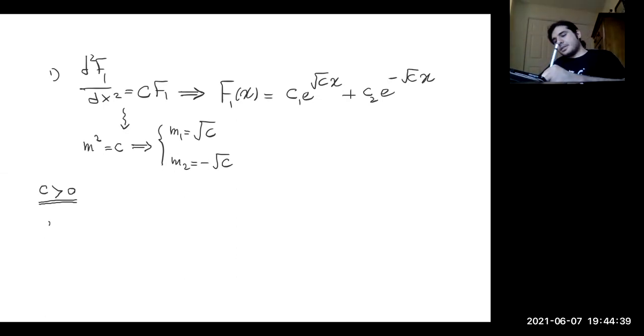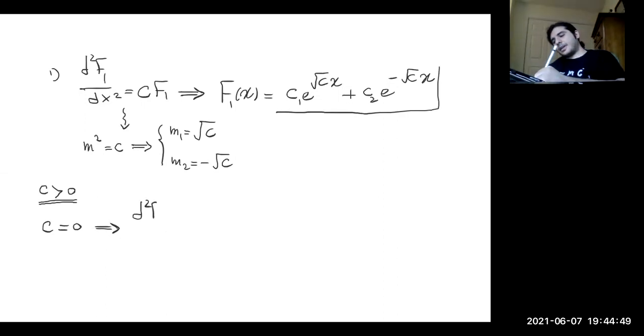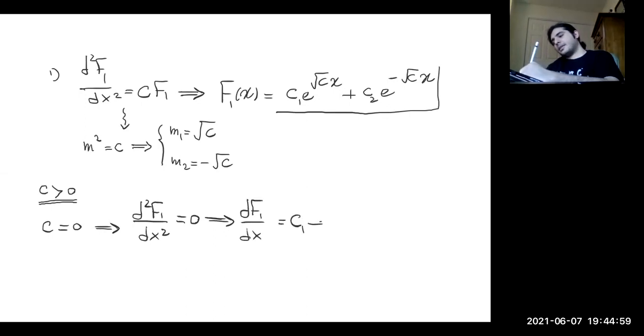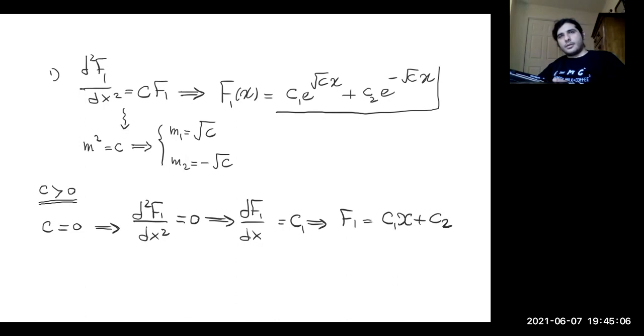If c was 0, that's one case, right? If c was 0, the second derivative of f1 with respect to x would have been 0. So the derivative of f1 with respect to x should have been a constant. So f1 would have been c1 times x plus c2. That was the other case. If c is 0, there's no reason even to write down the characteristic equation.